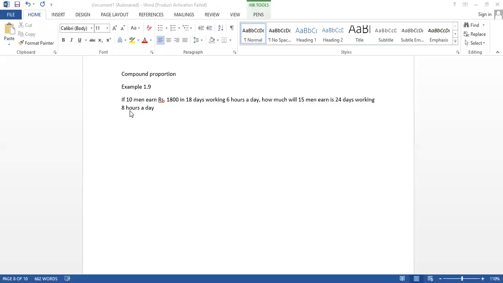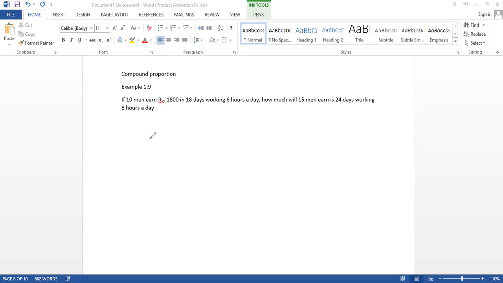Okay, so now coming on to compound proportion. Now compound proportion actually has a lot of different proportions in it. So if we look at this example, you'll see that we have multiple variables instead of just 2 variables over here. So we'll read the question and we'll also make the variables together.